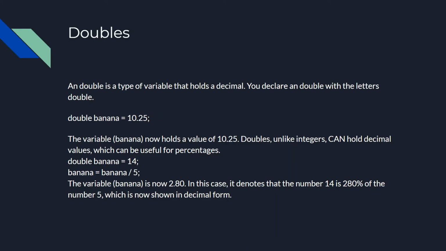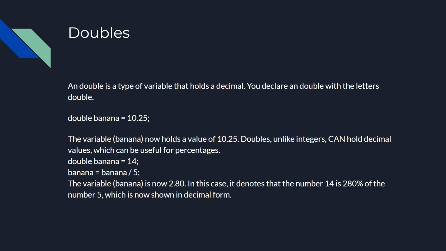A double is a variable type that holds a number like integers, but it could also hold a decimal. You can see in the example, double banana is equal to 10.25. And it'll stay 10.25 instead of going down to 10 like an integer would. In the example below, we can see that double banana is equal to 14 and banana is equal to banana divided by 5. Now, banana will have a value of 2.8. Unlike integers, which would turn into 2, it stays at 2.8.